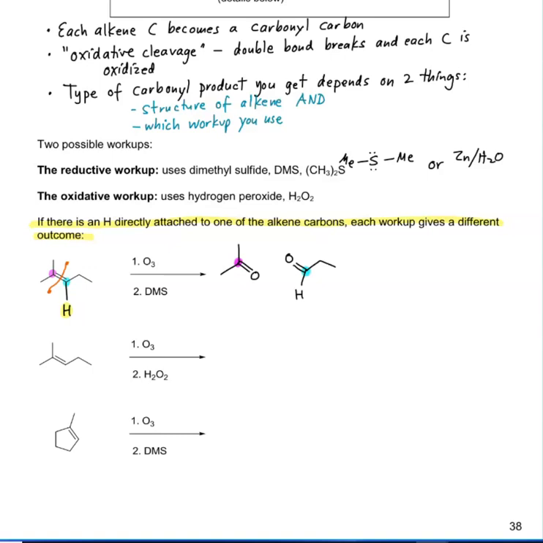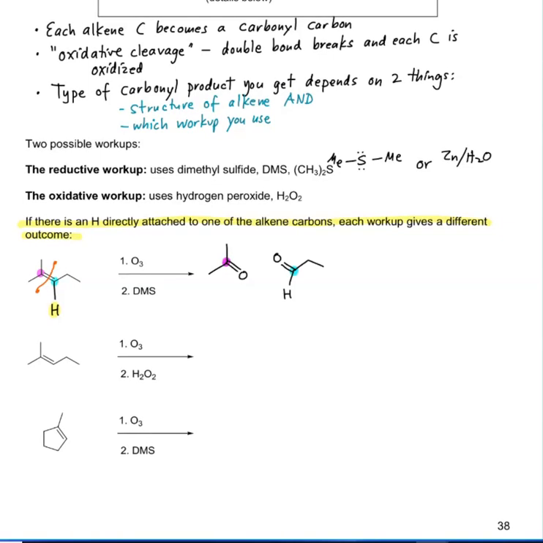So the important point here is the following. With a DMS workup, hydrogens that are attached to alkene carbons stay as hydrogens in the product. So what that means is that you would generate an aldehyde, at least as one of the products.